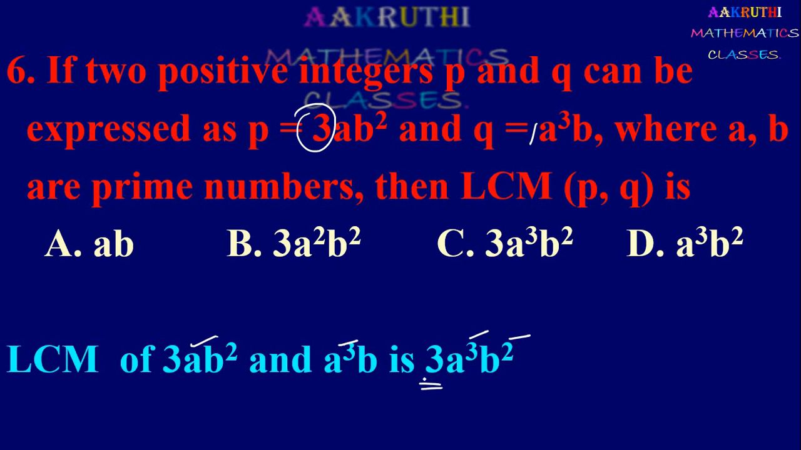That is, we have to write the highest power of the variable. Here we have A and A cube, so the highest power is A cube. And here we have B square and B, and the highest power is B square. So therefore, LCM is 3 A cube B square, which is option C. So here the correct option is option C.